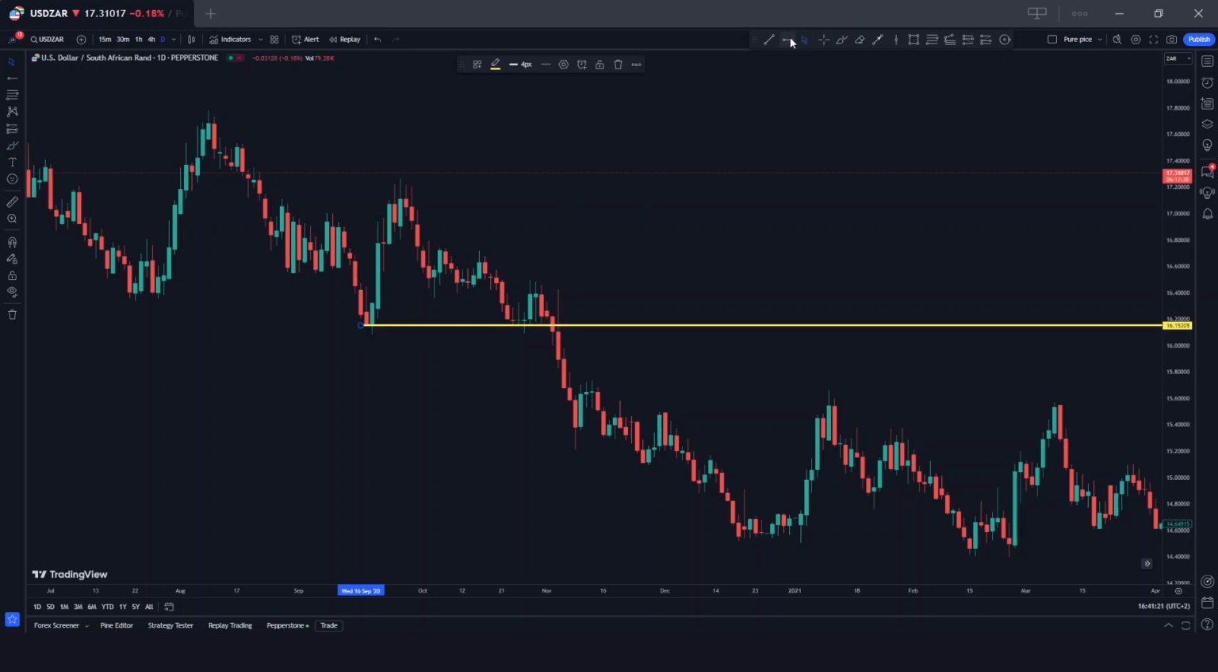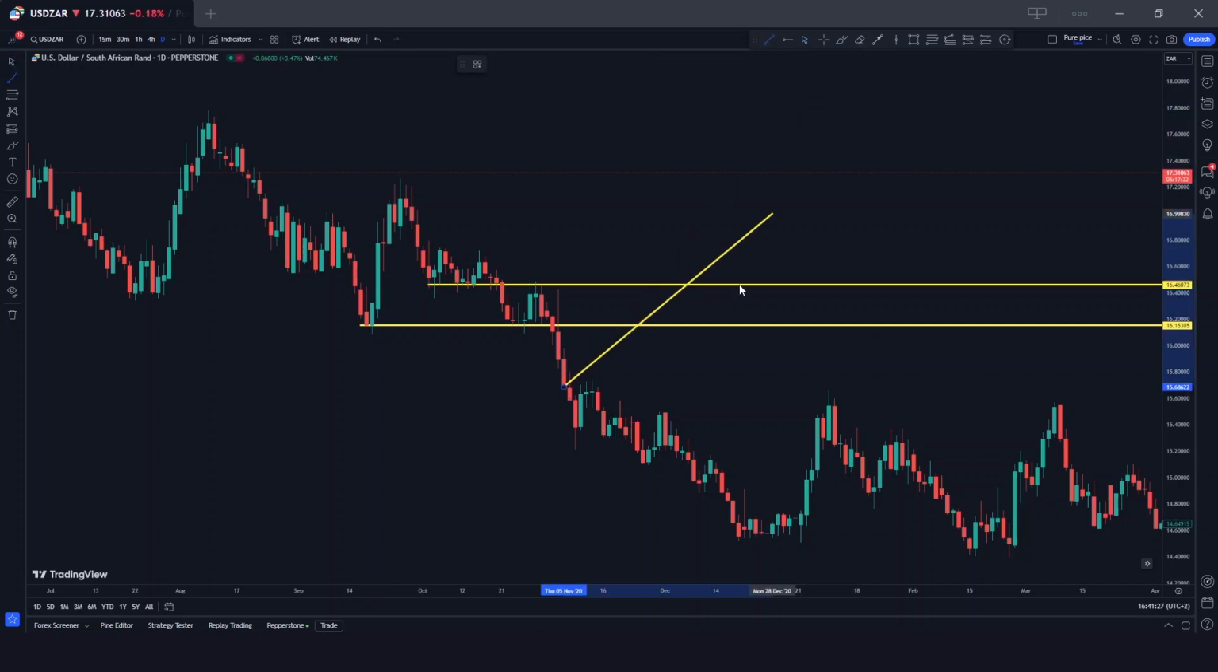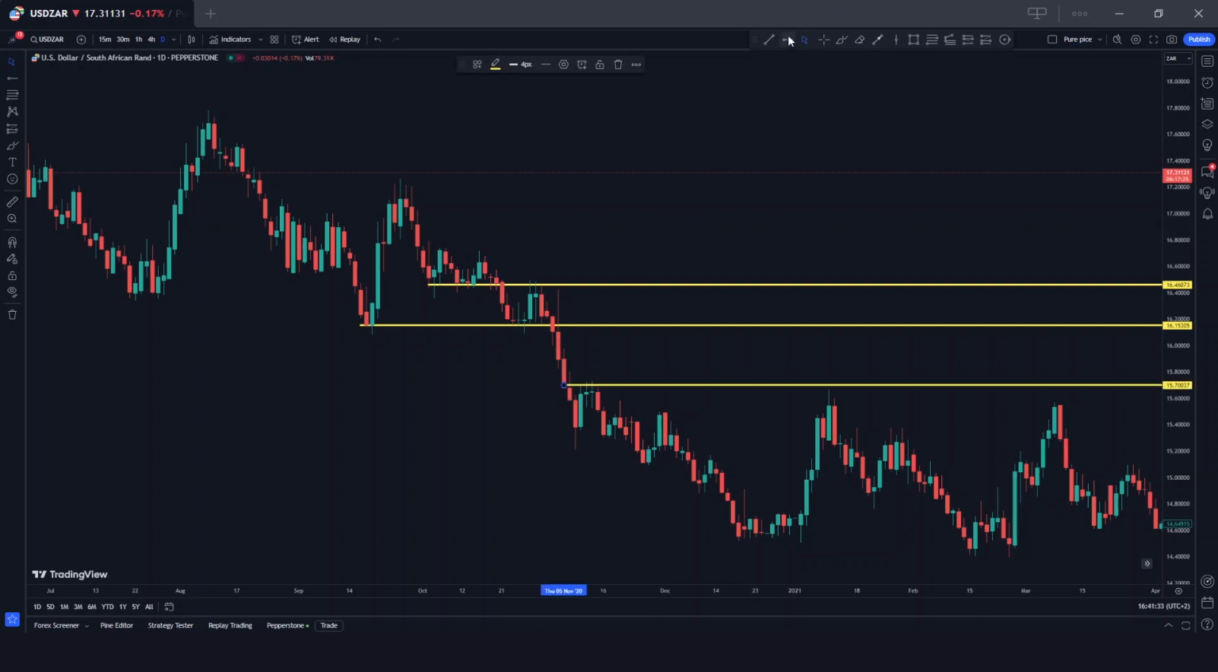So for an example here, I'll just put these horizontal lines in some good levels. Let me just remove that one. Sorry about that. So I'll put them in some very important levels, but I'll just put in a few levels. So if you can see here, we have some very interesting zones. So we have support levels here.